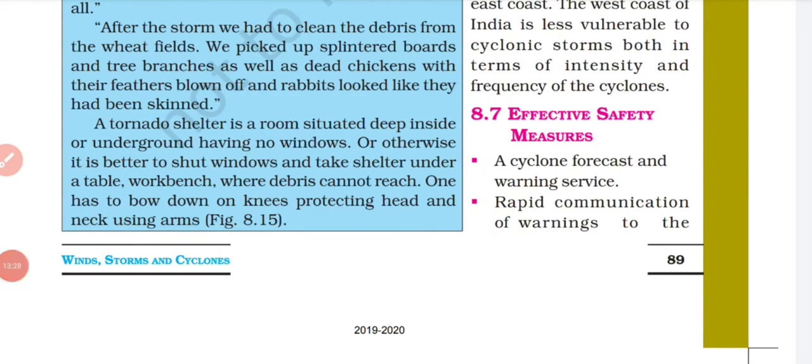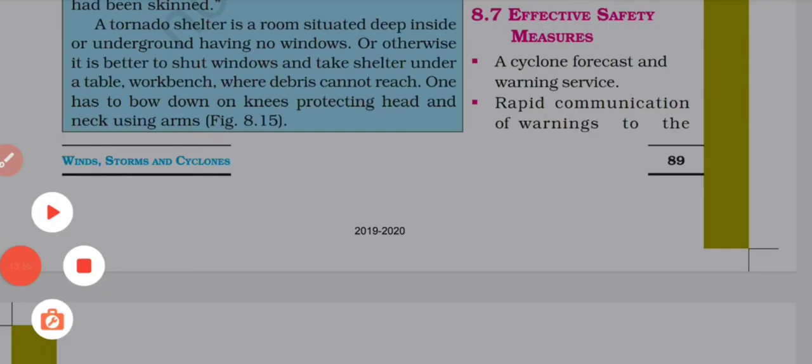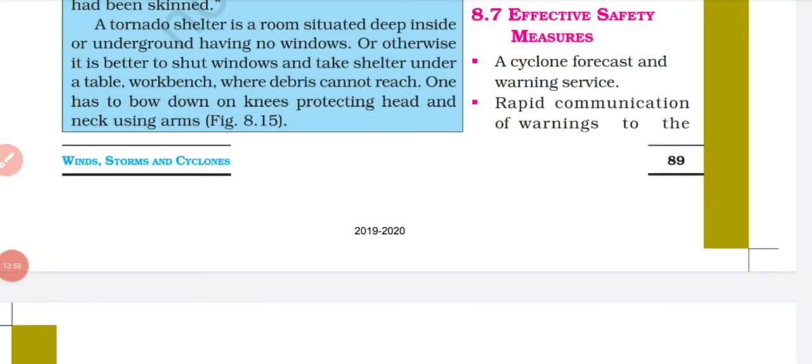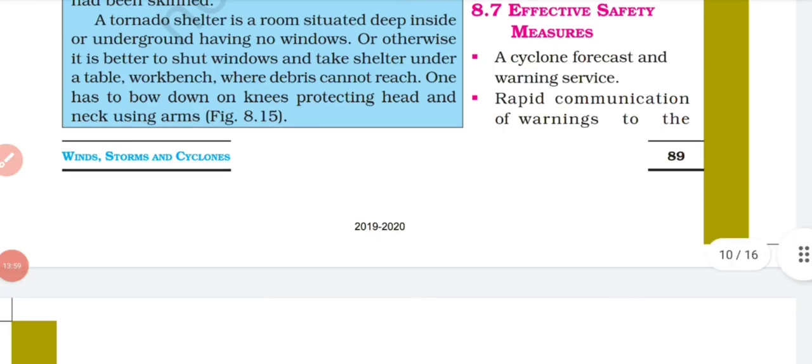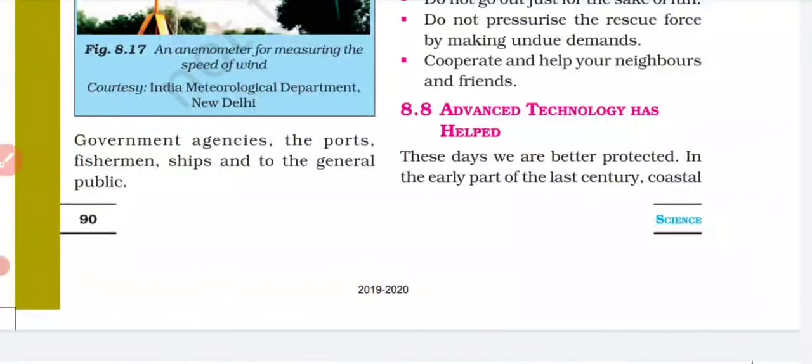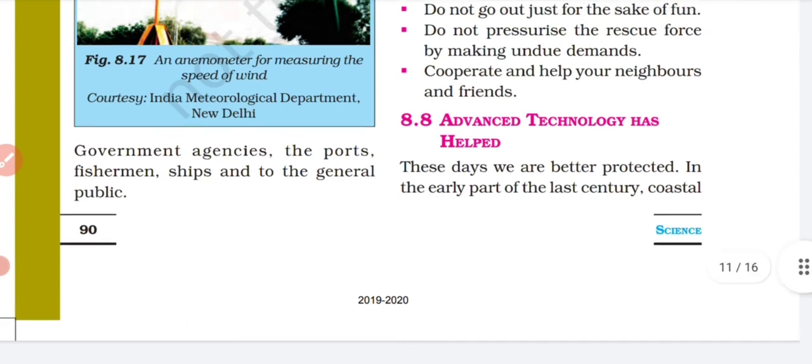Now, effective safety measures. What effective safety measures should we take at the time of cyclones, tornadoes, or this type of natural disaster? A cyclone forecast and warning service. We should take care of these cyclone forecast and warning services. Rapid communication of warning to the government agencies, the ports, fishermen, ships, and the general public. Whatever the information regarding these disasters, it should be transmitted to the general public by communication methods.